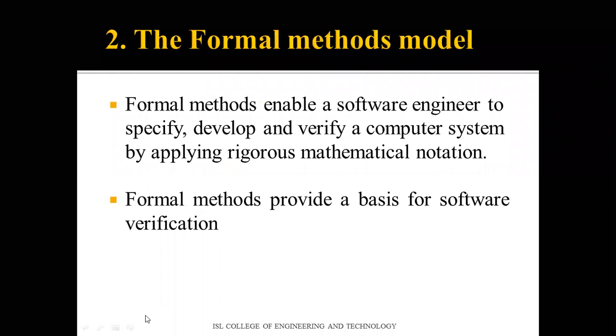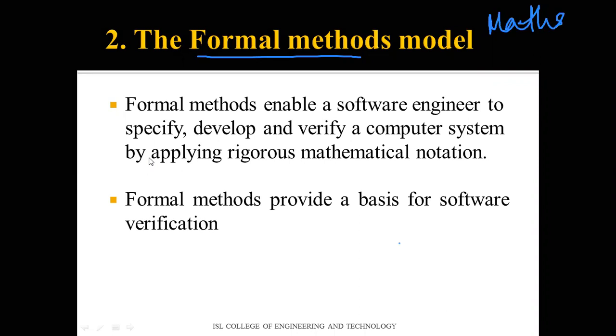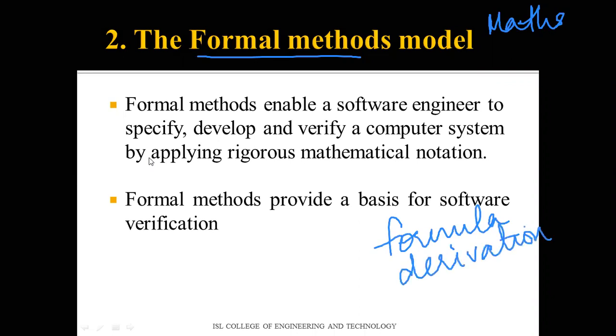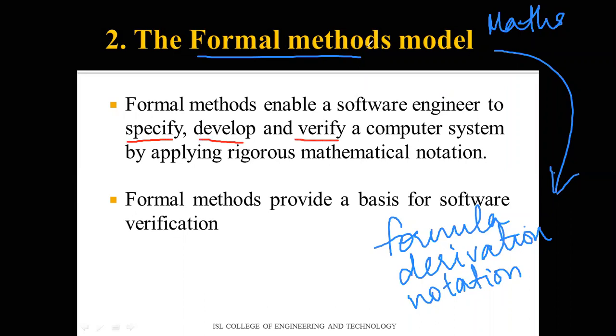The second type of model is called as the formal methods model. Now, by the name, formal method means this is based upon maths. Any type of model that has any involvement of any type of mathematical formula, any type of mathematical derivation, or any type of mathematical notation, that is called as your formal methods model. Now, why are we using these formal methods model? Because this formal methods model, they are going to enable a software engineer to specify, develop, and verify a computer system by applying rigorous mathematical notations.